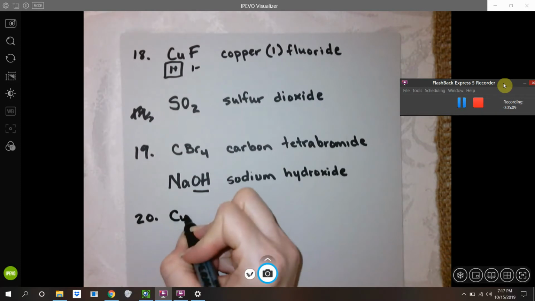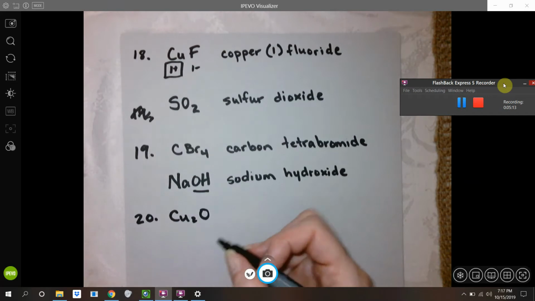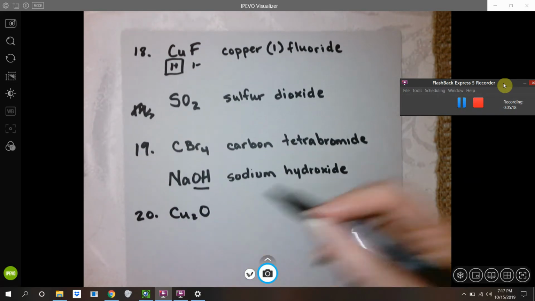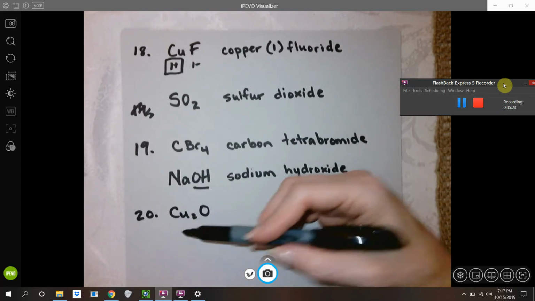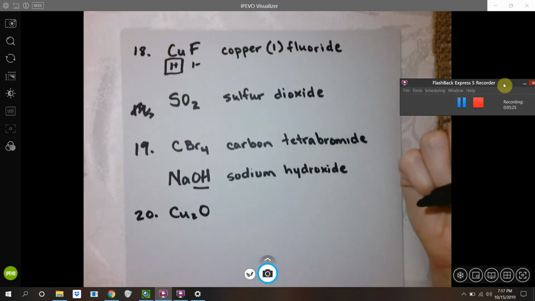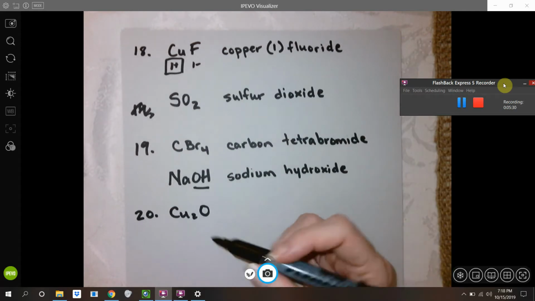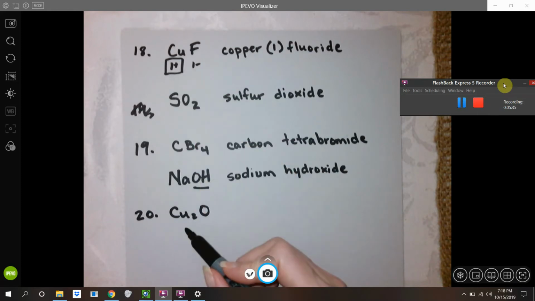Number 20. We're naming Cu2O and also CuSO3. Okay, so let's start with the first one here. We've got some copper and some oxygen. We want to know, is it ionic or is it covalent? Well, there's a metal in there, so it's ionic, metal and a nonmetal. And then we want to ask the follow-up questions when it's ionic. So is there a transition metal? As we were seeing in number 18, copper is a transition metal. And there are a couple of different options, so we're going to have to specify the charge again, of course.